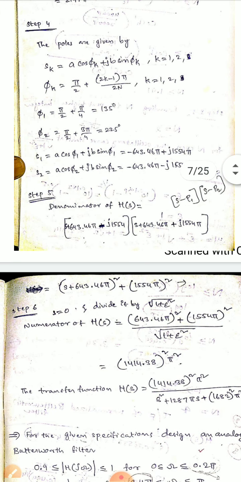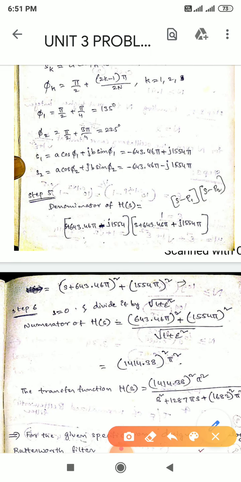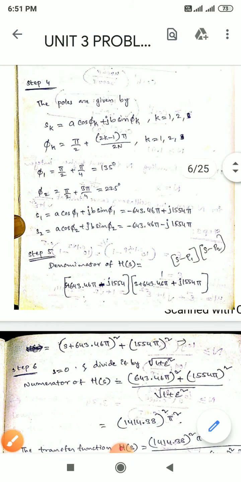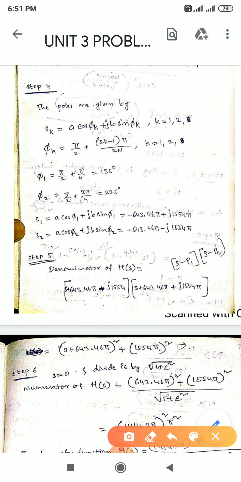Here, the poles of the Chebyshev filter. How to determine the poles? Already we are observing how to calculate the poles. The poles are calculated by using the formula Sk is equal to A cos phi k plus j B sin phi k. Here k is equal to what? 1 to capital N. Capital N is 2, so k is 1, 2.